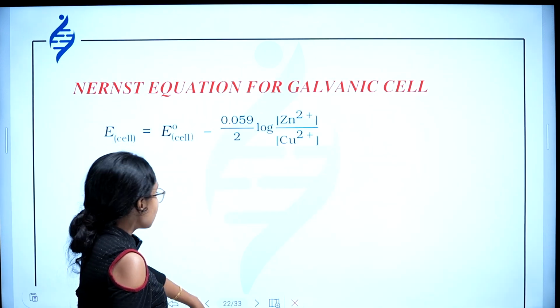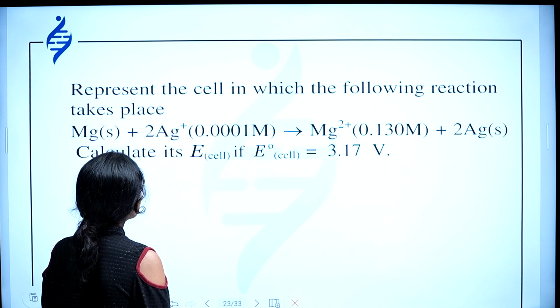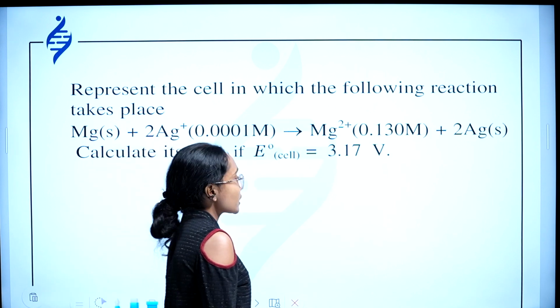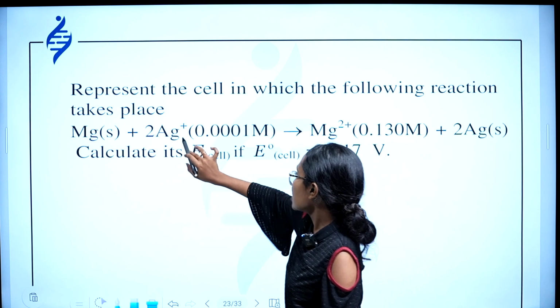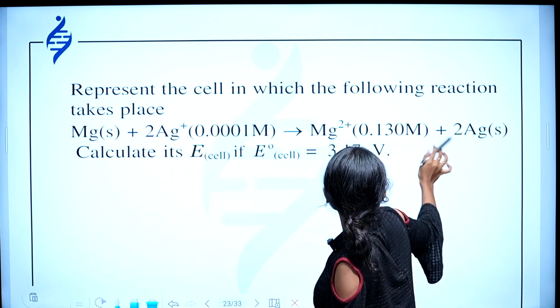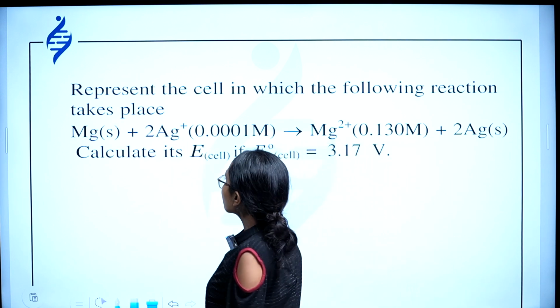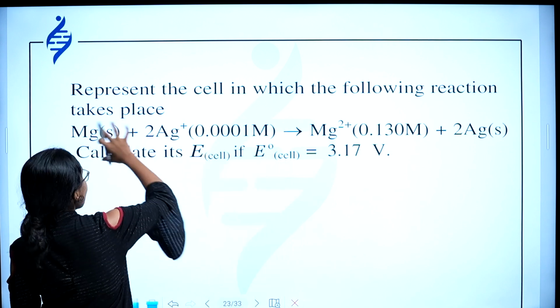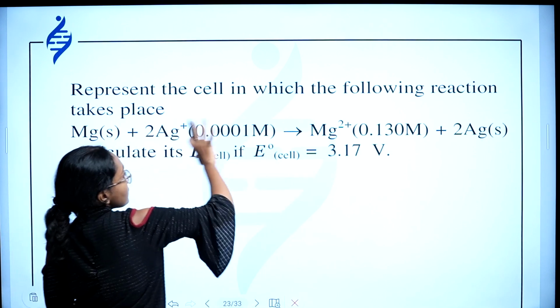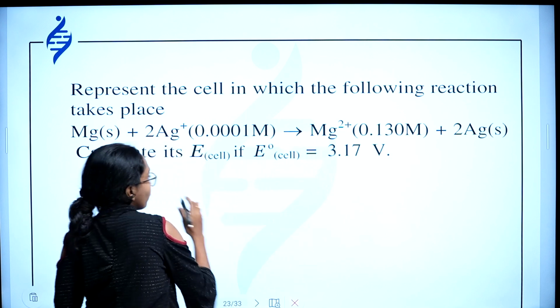Nernst equation for galvanic cell, as we already discussed. Represent the cell in which the following reaction takes place. We need to write the cell representation. Mg plus 2Ag+ gives Mg2+ plus 2Ag. So how are we going to represent this? First the anode, right? Here oxidation is taking place for Mg. Mg is getting oxidized to Mg2+, so it is the anode.